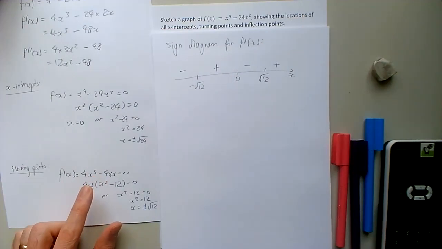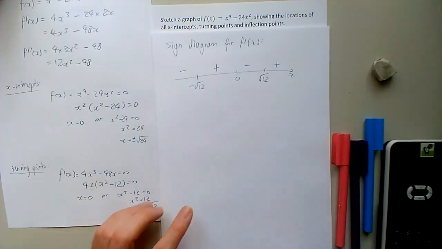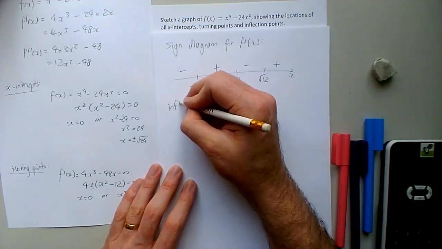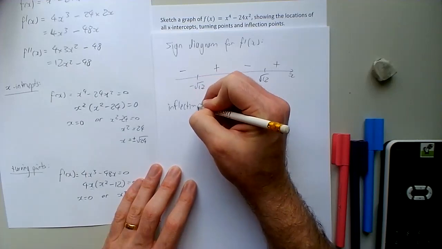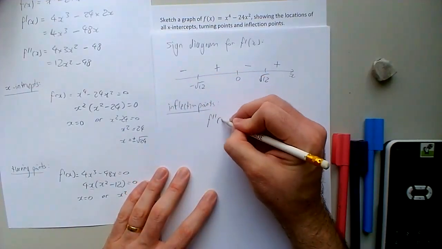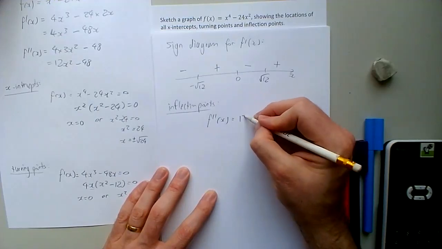All right, which is a W sort of shape. That's what I'd expect with a quartic like this, so that's a good start. All right, so now let's do the inflection points. We need the second derivative to be 0.